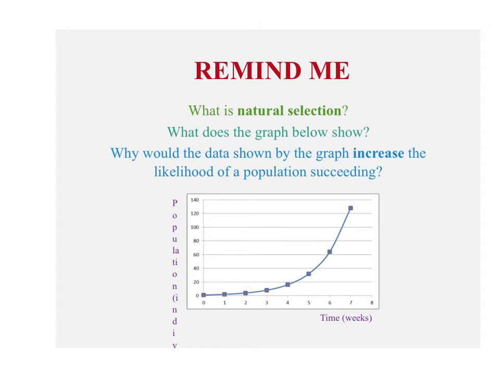Today we're going to be looking at natural selection. So I want you to start by looking at the graph below. See if you can define what natural selection is, what the graph shows. On the y-axis it's population number in individuals. And why would the data shown by the graph increase the likelihood of a population succeeding?